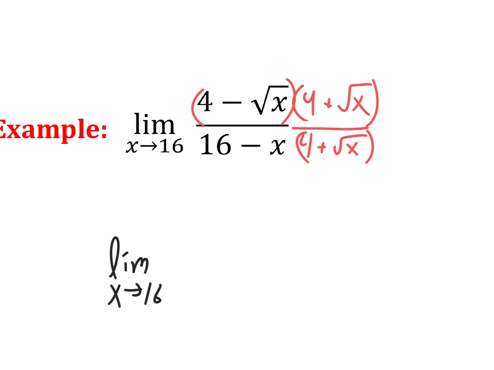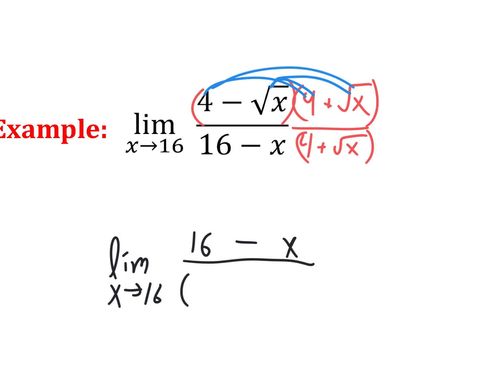So I have the limit as x goes to 16. If I distribute, 4 times 4 is 16. Then we have a 4 rad x and a negative 4 rad x. Those will cancel each other out. And then the last term is going to be negative rad x times rad x. That's just going to be a negative x. So I have up top a 16 at the start, a minus sign, and then whatever this term was squared, in this case, x. All over, again, I'm not going to distribute that denominator.